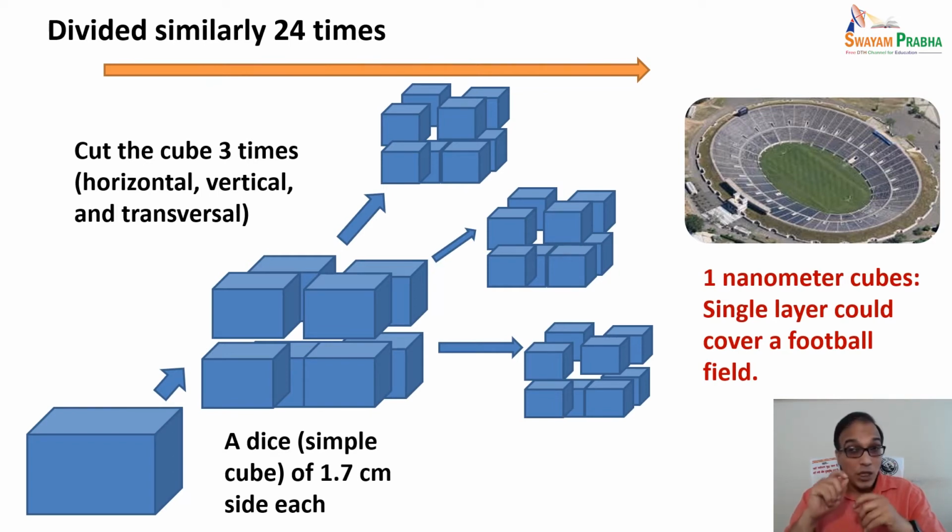You know the number of nanometer cubes you will get, what surface. You can cover the entire standard football ground with this layer of cubes which you have obtained by this process. It means enormous surface area they are having. Their surface area to volume ratio is very high. This is the peculiar phenomena. This is a specific phenomena for the nanoparticles, and the nanotechnology has got this beauty of giving the enormous surface area.